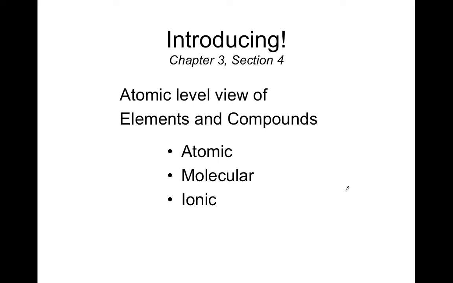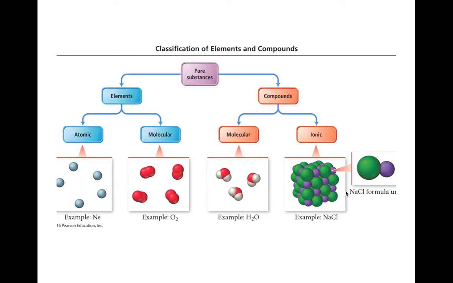Okay, so still probing molecules and atoms and what they look like and what we're dealing with when we're talking about them, right? So we're going to spend this section, chapter 3, section 4, thinking about what these materials are at the very lowest level. We're going to consider atomic elements, molecular elements, molecular compounds and ionic compounds in this section.